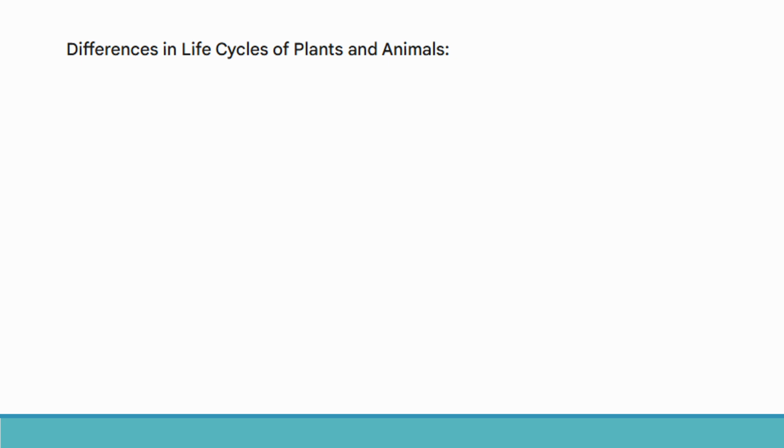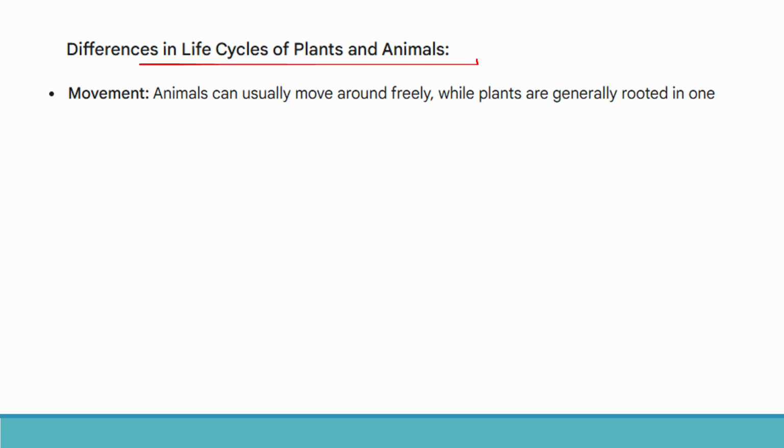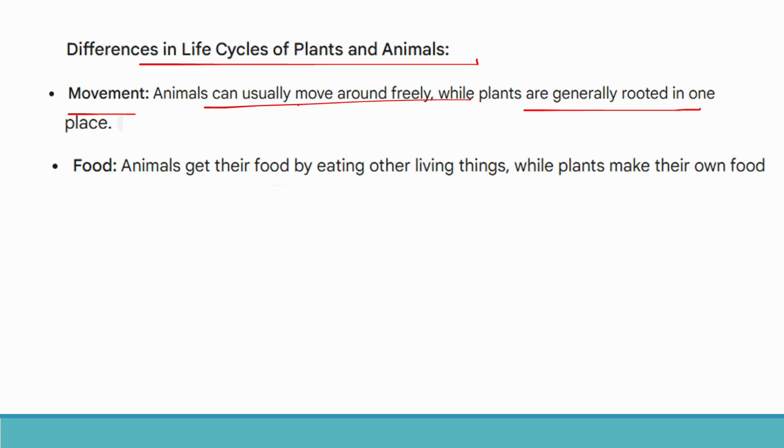What are the differences in the life cycles of plants and animals? The first difference is movement. Animals can usually move around freely. Plants are generally rooted in one place. That is about movement. Then next, food.